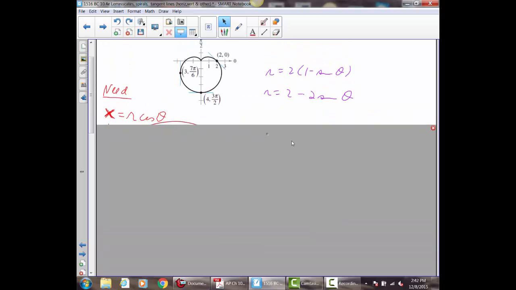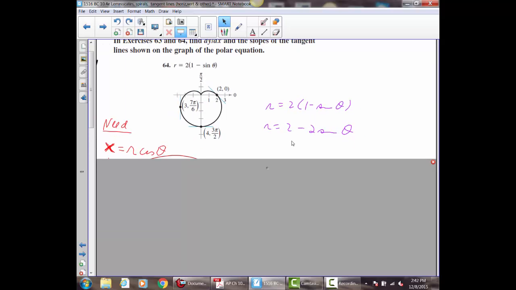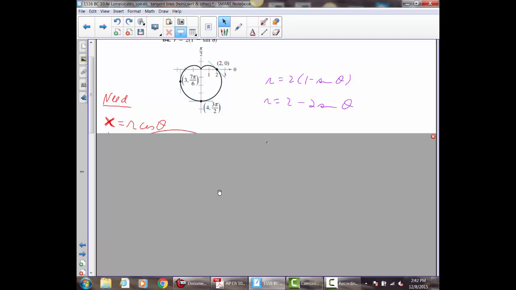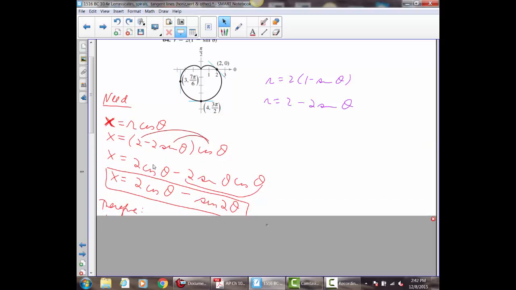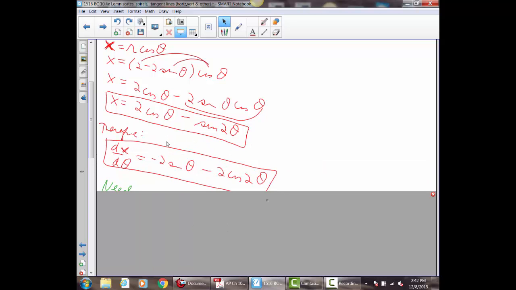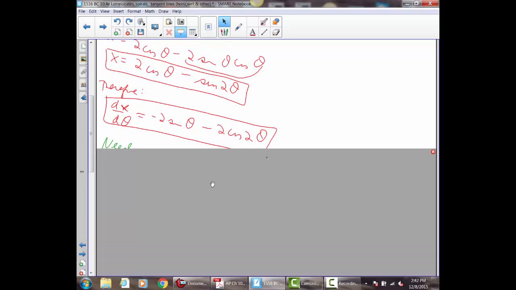Okay, so the question is, find the slopes of the tangent lines, these 3 blue tangent lines. To get the slope of the tangent line, I need dy/dx. To get dy/dx, I need dy/dθ over dx/dθ. I need r, x in terms of theta, and y in terms of theta. So x is r cos theta. Here's my r, multiply through. And if you can notice that that's sine 2 theta, it's just going to make it easier to take the derivative later. So dx/dθ is negative 2 sine theta minus the cosine of 2 theta times 2.